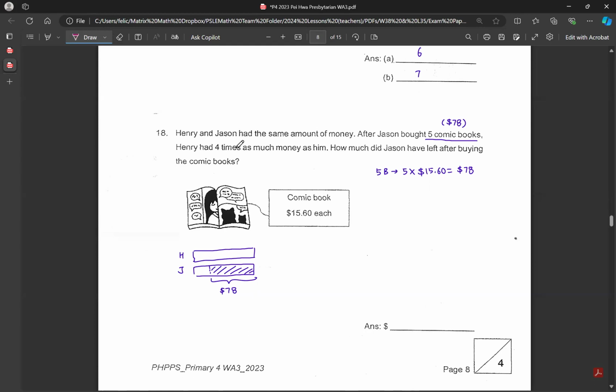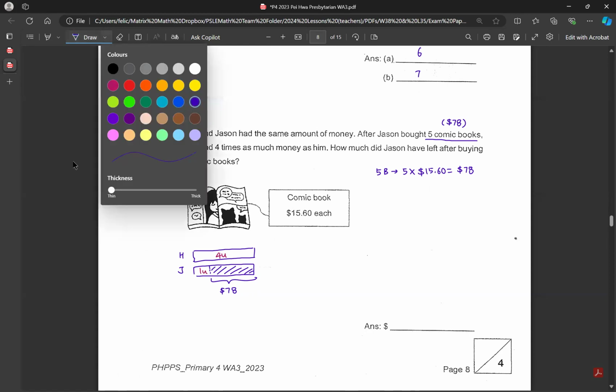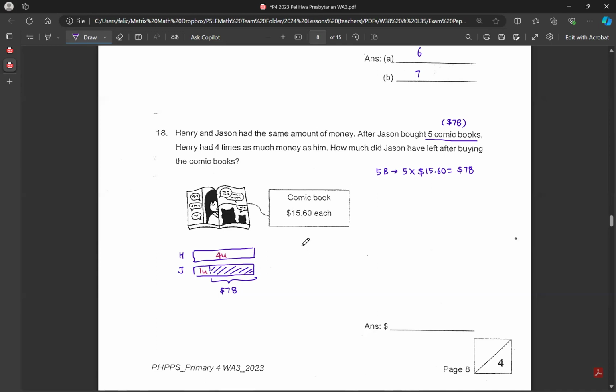So in the end, Henry had 4 times. Henry had 4 units. So Henry throughout this thing is 4U. No change for Henry, right? Jason, whatever is left here, this will be treated as the 1 unit. I hope you all can tell that now the difference of 3 units, 4U minus 1U, 3 units, is your $78. So of course, work out 1 unit. So 1 unit is $26.